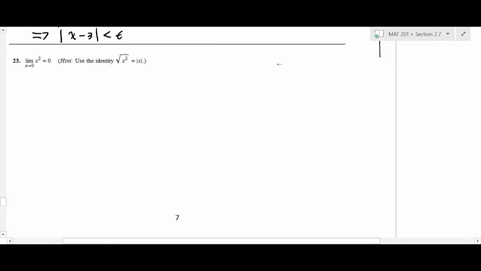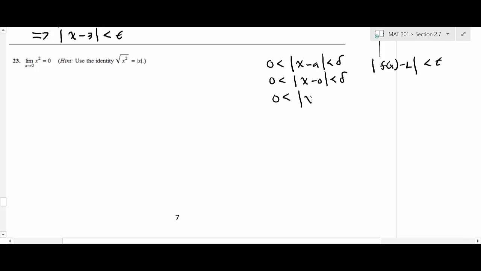Okay, on this next one, we're going to, again, start off like we're used to doing, as we do absolute value of x minus a less than delta. And then we're also going to work with absolute value of f of x minus L less than epsilon. Okay, so if we start this, a is 0, so we would have 0 less than absolute value of x minus 0 less than delta, or this. So that's going to be a part we're going to assume.